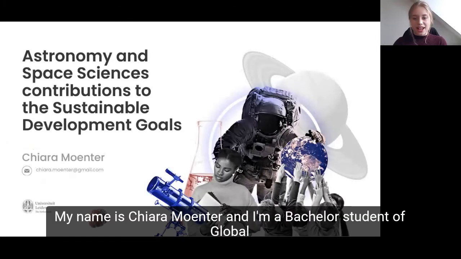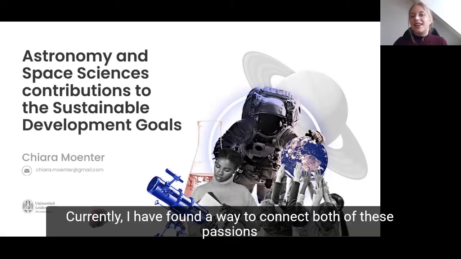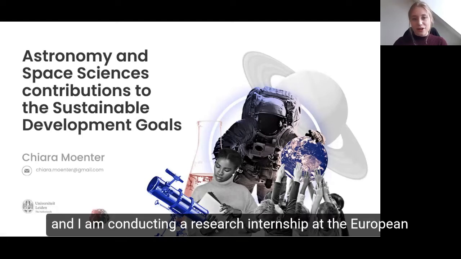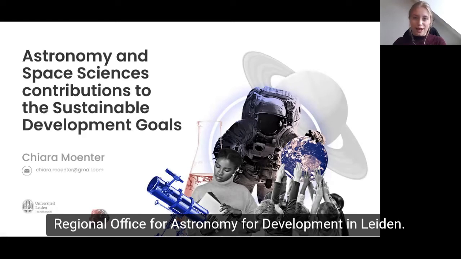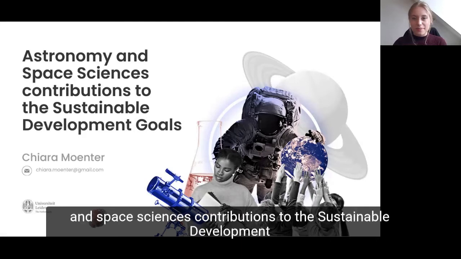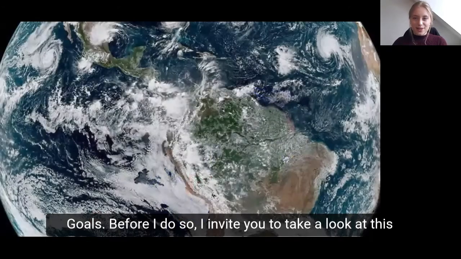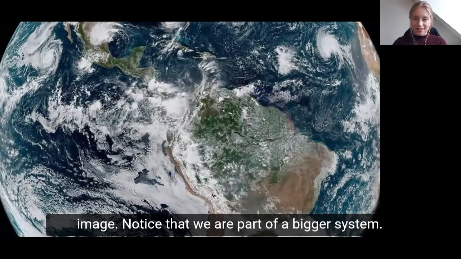My name is Chiara Moenter, and I'm a bachelor student of Global Project and Change Management with a love for space and sustainability. Currently, I have found a way to connect both of these passions, and I am conducting a research internship at the European Regional Office for Astronomy for Development in Leiden. And I want to tell you more about my research on astronomy and space science's contributions to the Sustainable Development Goals. Before I do so, I invite you to take a look at this image.